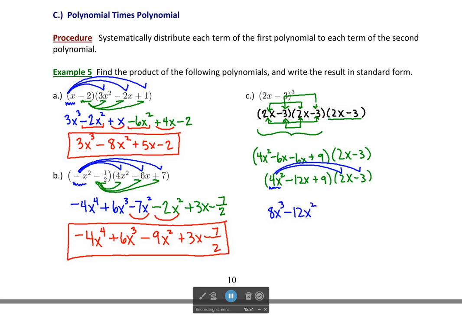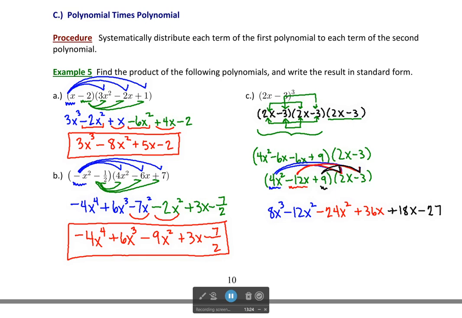Okay, once we're done distributing that first term, we're going to proceed to the second term and distribute it to each term in our binomial. Negative 12x times 2x gives me negative 24x squared, and negative 12x times negative 3 gives me plus 36x. We have one more term to distribute here, that's 9. We're going to distribute it to both terms in the binomial. 9 times 2x is 18x, and 9 times negative 3 is negative 27.